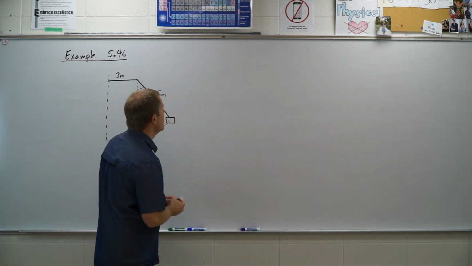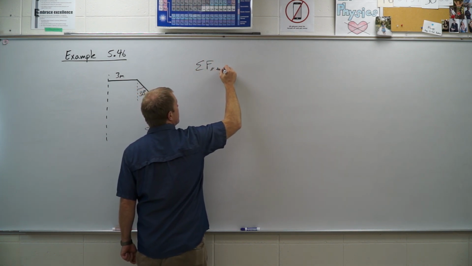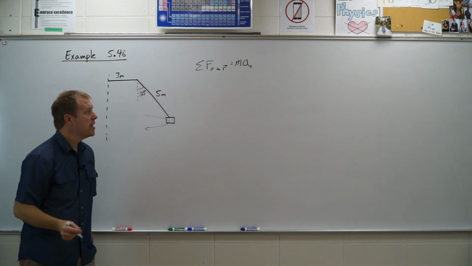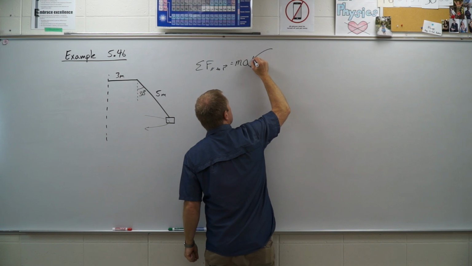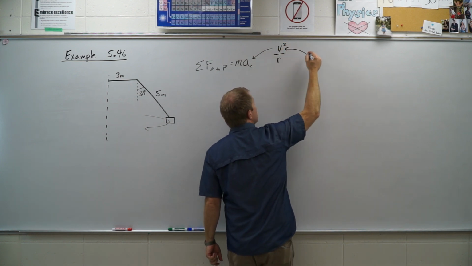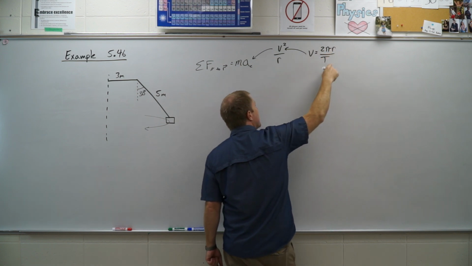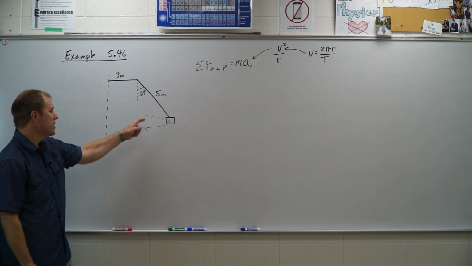So now I need to sum up the forces parallel to the radius and set it equal to MAC. The reason I want to do this is because inside of AC, which is V squared over R, and inside of V is 2 pi R divided by the period. That is the value I'm looking for. So this is how I'm going to get to it.